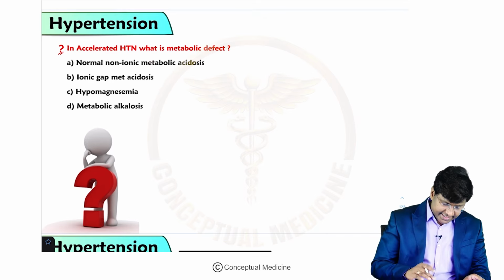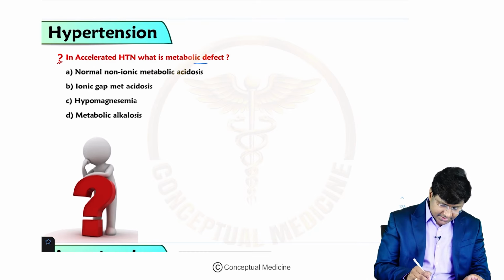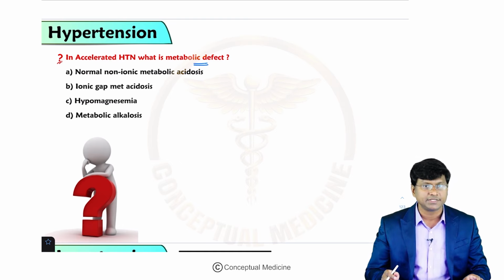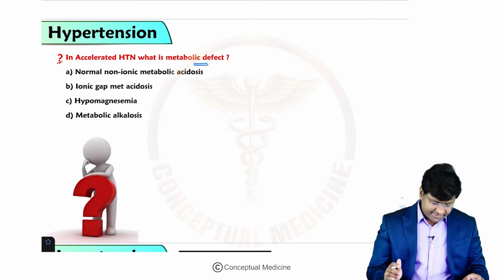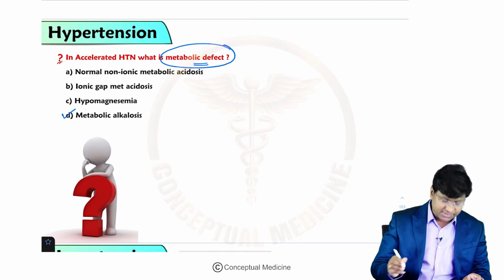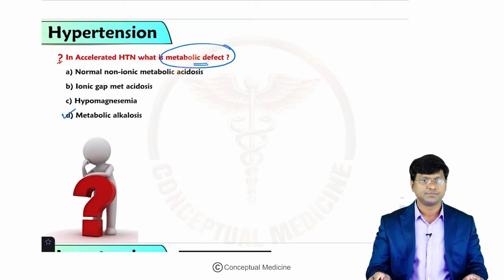Next, in accelerated hypertension, what is the metabolic defect? Normal anion gap metabolic acidosis, high anion gap metabolic acidosis, hypomagnesemia and metabolic alkalosis. Let me tell you, the metabolic defect that you will see in accelerated hypertension is metabolic alkalosis, right?